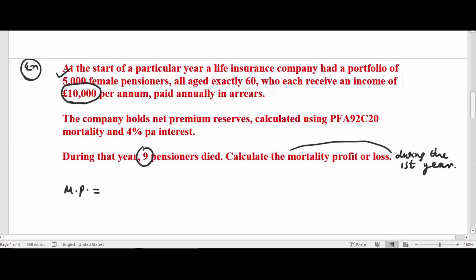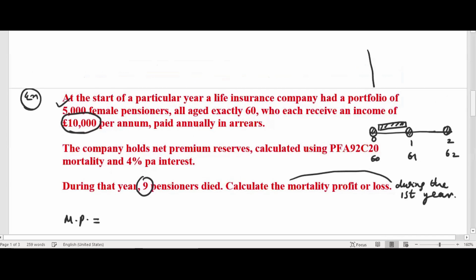Okay. Now this is time 0. This is 1. This is 2. You can write A60, 61, 62, etc. However, we are interested only in this year, the first year. Now, how many policyholders are here? You need to know. 5,000. And how many died? 9. So 5,000 Q60 minus 9.